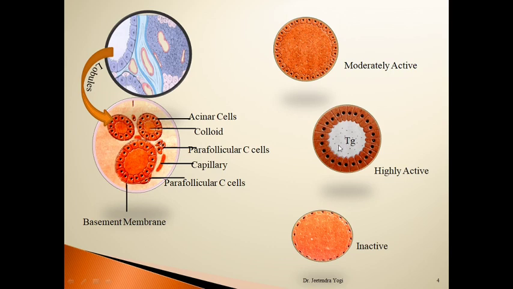Now come to the colloidal substance of the follicular cell. This colloidal substance is a homogeneous material that fills the cavity of each follicle. When stimulated, the follicles are depleted of colloid, and when unstimulated, the follicles accumulate this colloid substance. The major constituent of the colloid is thyroglobulin, that is a glycoprotein having a molecular weight of about 660,000 Dalton. So this was all about the follicular cells of the thyroid gland.